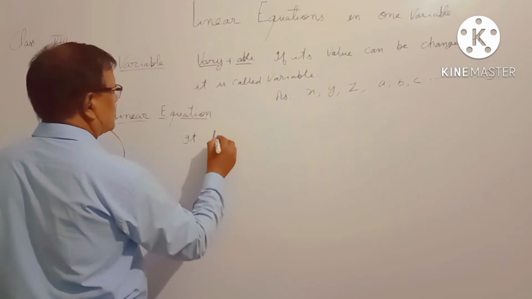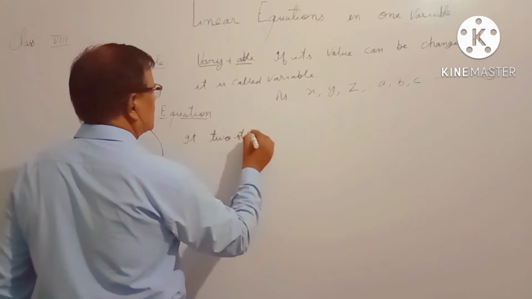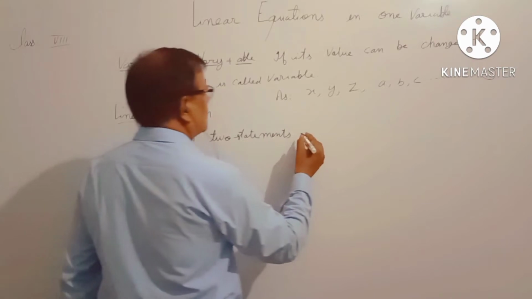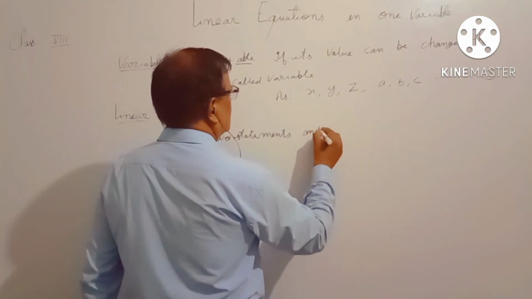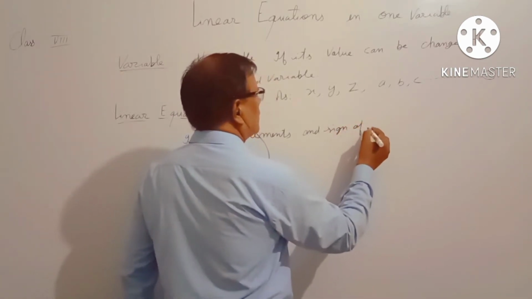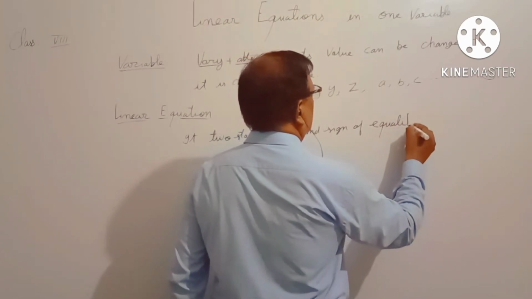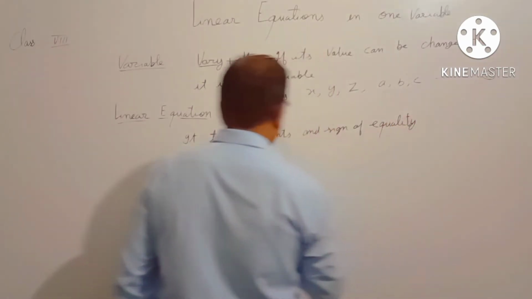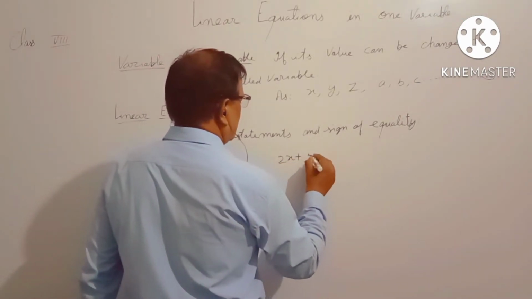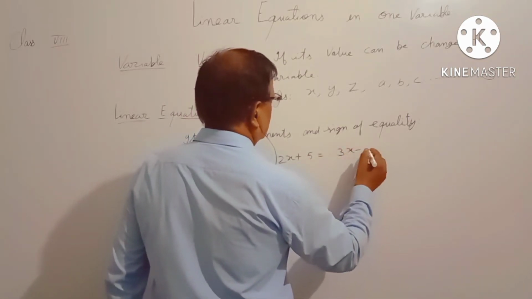And an equation has two statements and a sign of equality. We can write 2x plus 5 equal to 3x minus 7.